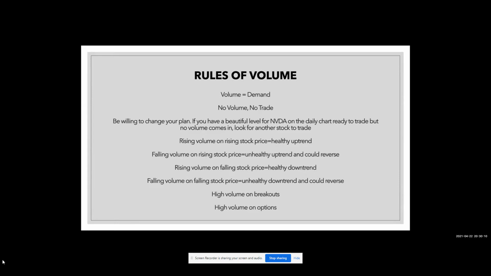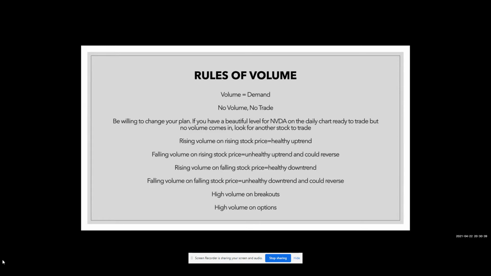Be willing to change your plan, okay? So, it's fine to make watch lists, which we talk about, right? We'll be talking about how we come up with our watch list. Maybe you have a key level, like a key support or resistance level, and you see that level pre-market. If you have a beautiful level for NVIDIA on the daily chart ready to trade, but no volume comes in, look for another stock to trade, all right? So this happens a lot. I see this quite a bit, actually.